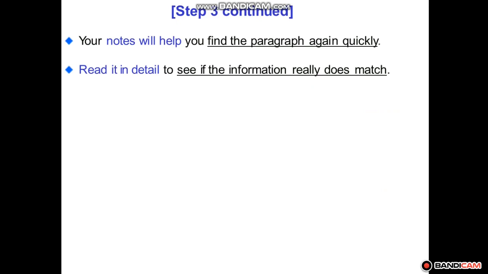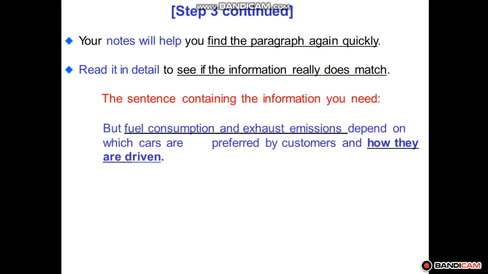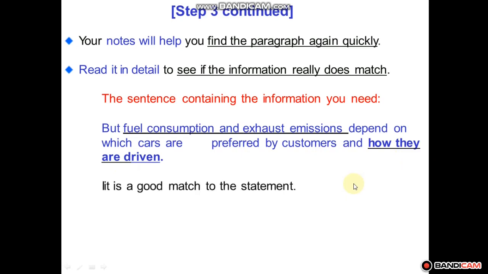Now read it in detail. Read the paragraph in detail to see if the information really does match the sentence containing the information you need. Now, this is from the passage: but fuel consumption and exhaust emissions depend on which cars are preferred by customers and how they are driven. Pay attention to these words, these keywords from the passage.